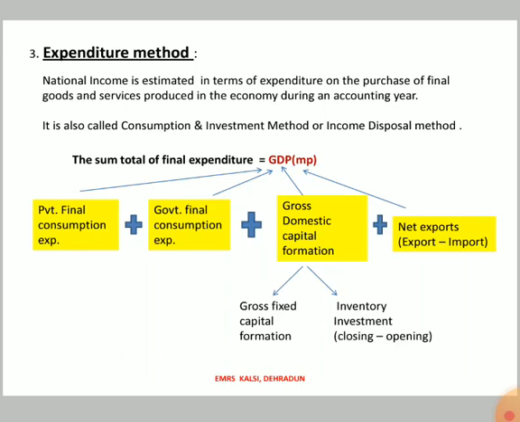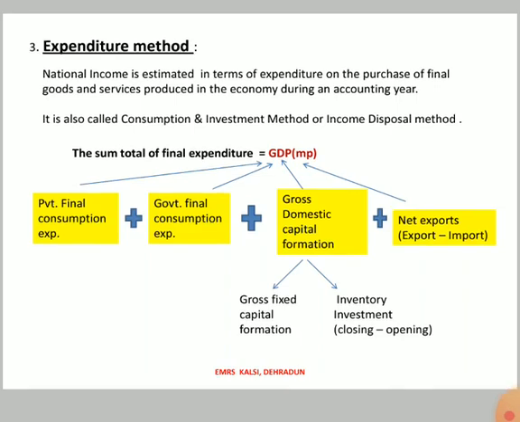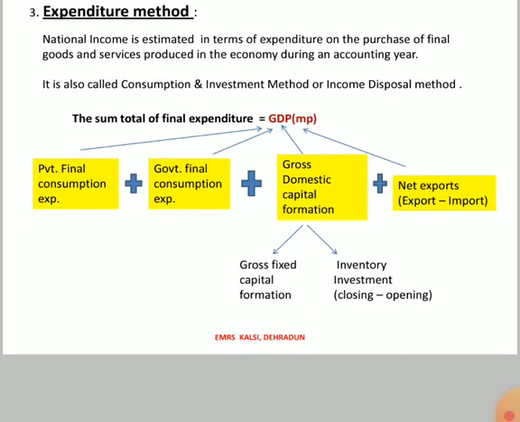There are 3 methods. There's no sequence here, but the first is the value added method, second is the income method, and third is the expenditure method. I'm repeating again: value added method, expenditure method, and income method. We will practice these methods.